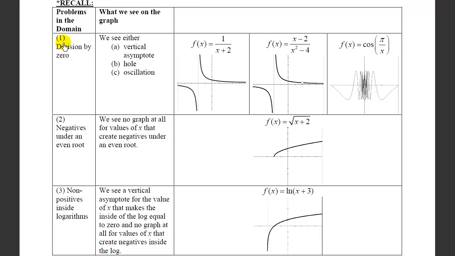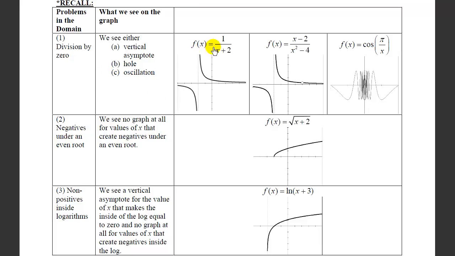So there are three main categories of problems. The first is if you try to divide by 0. The second is when you've got negatives under an even root. The third is when you try to put non-positives inside logs. Now some of these generate vertical asymptotes graphically and others don't. So let's go through those just a little bit one at a time. If you try to divide by 0, they will be manifested graphically in one of three ways. You will either see a vertical asymptote, or you will see a hole, or you will see an oscillation. And we'll talk more about when you see which of these later on, but for right now I just want to give you a quick overview.